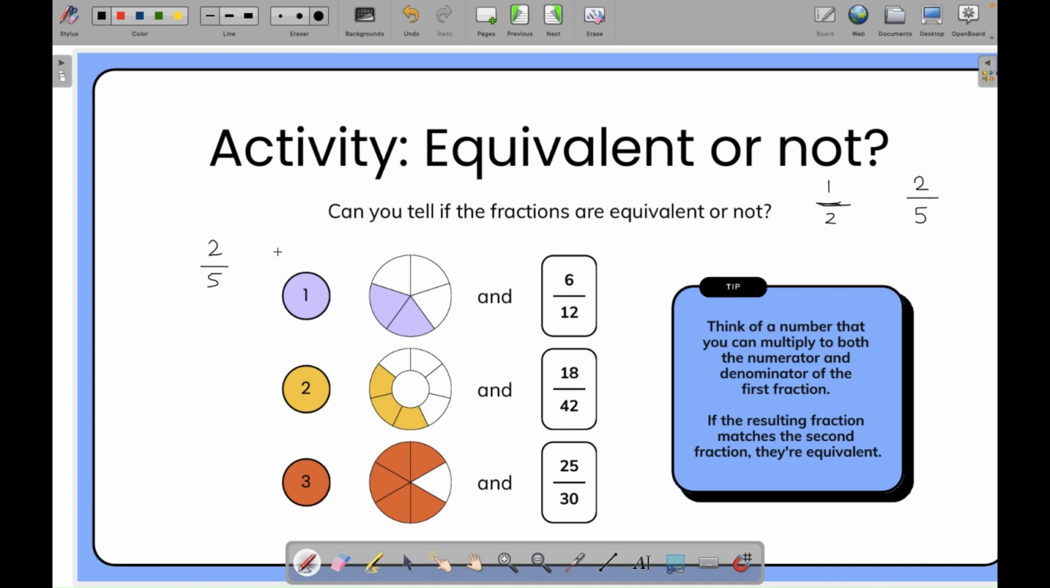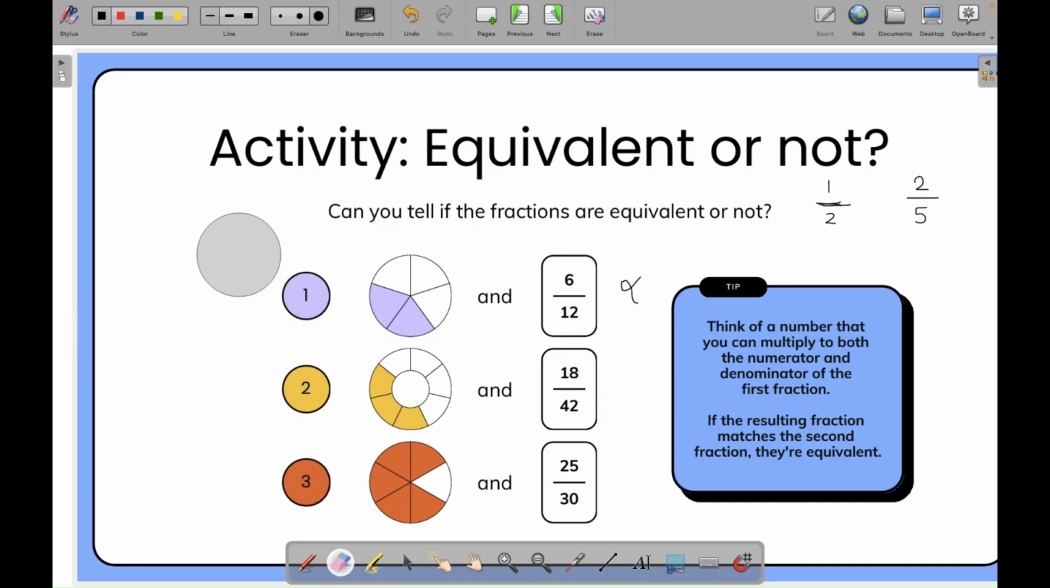So 2 upon 5 and 6 upon 12. Try finding a number that you should multiply 2 with so that you get 6. It is 3. So you'll multiply the numerator by 3 and you'll multiply the denominator by 3. If you multiply the numerator by 3, you get 6, so this matches the numerator. And if you multiply the denominator by 3, you get 15. Right? 5 3s are 15, which does not match the denominator 12. So now these two fractions are not the same, so they are not equivalent.